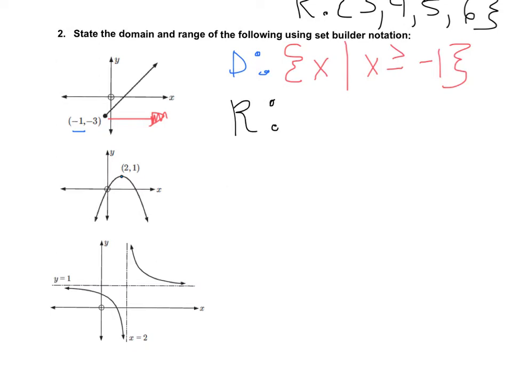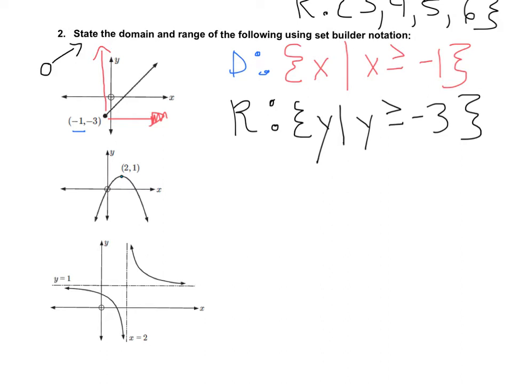And then with range, it's the same idea. My range is going to start at -3 and continue upward. That line is going to continue upward and hit all possible y values. So I write y such that y is greater than or equal to -3. I use greater than or equal to because this circle is filled in. If this circle had been open, I would have just used greater than. But since it's hitting that point, I use greater than or equal to, or less than or equal to.